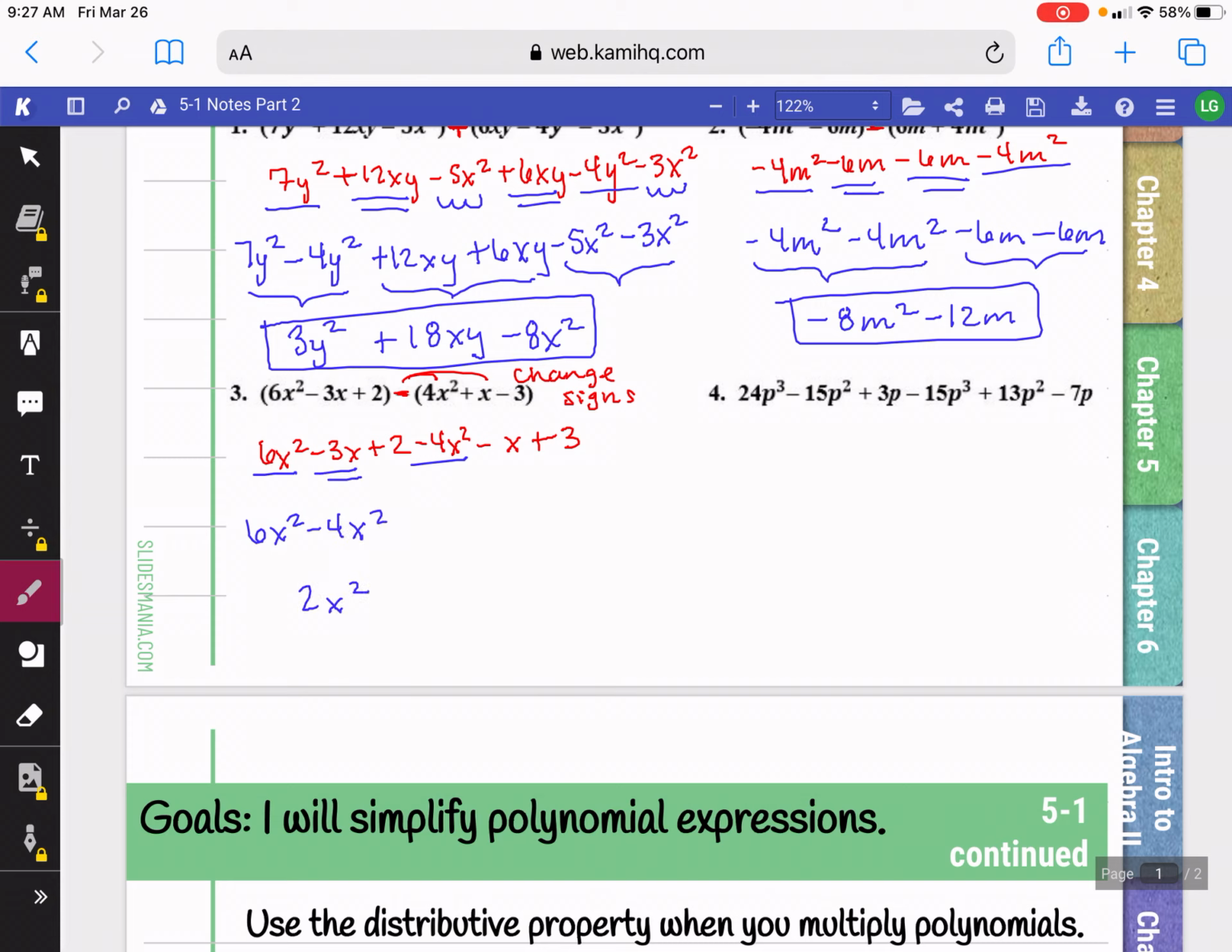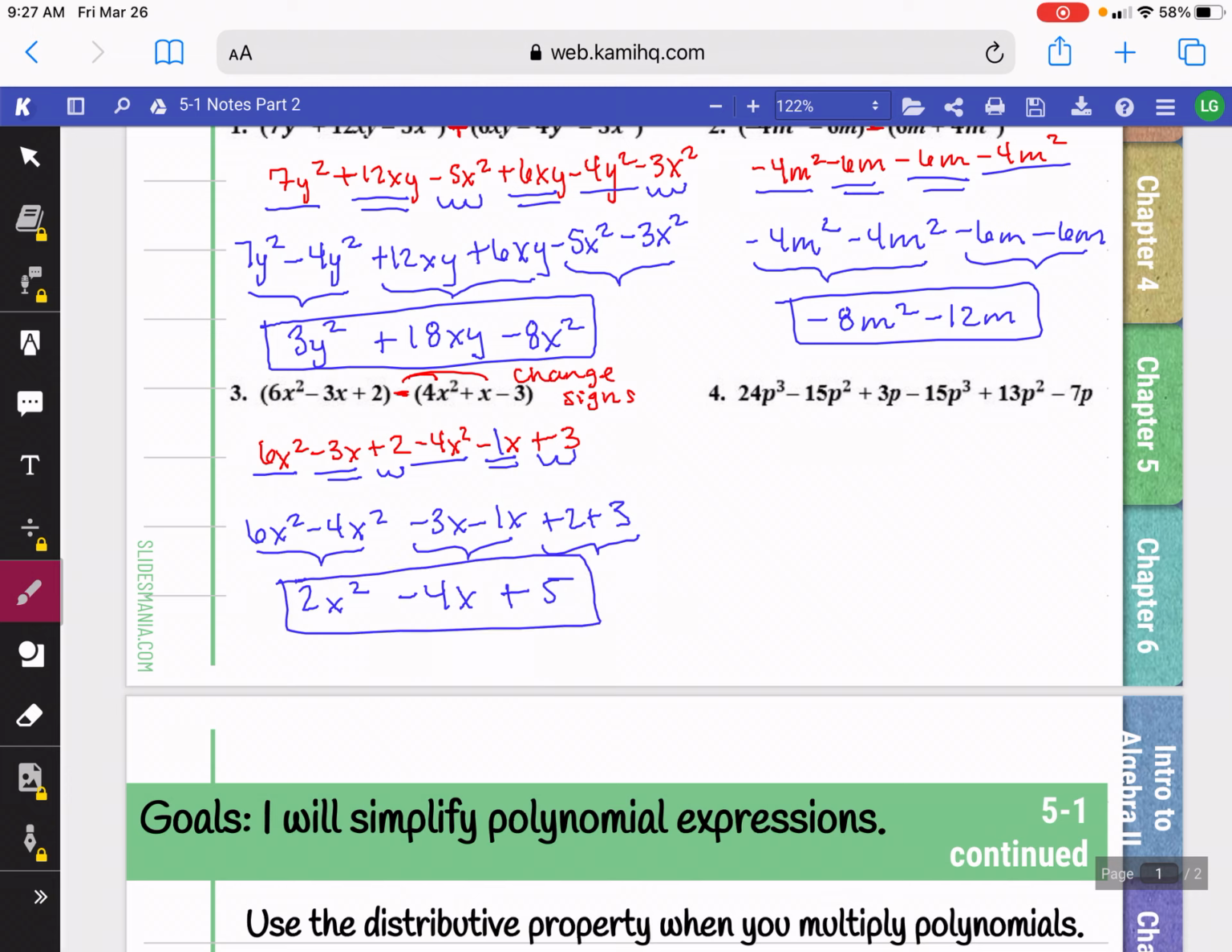Then I have minus 3x minus an imaginary 1x. That combines to be negative 4x. And then I have positive 2 and positive 3. If we combine those, we get positive 5. So this would be our simplified expression. So if it's a subtraction problem, you change the signs after the second parentheses. From there, you combine like terms. Remember, like terms mean the same variable, but also the same exponent.